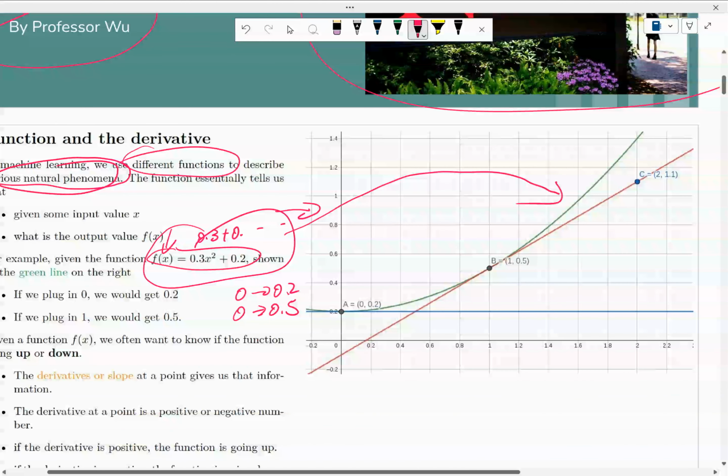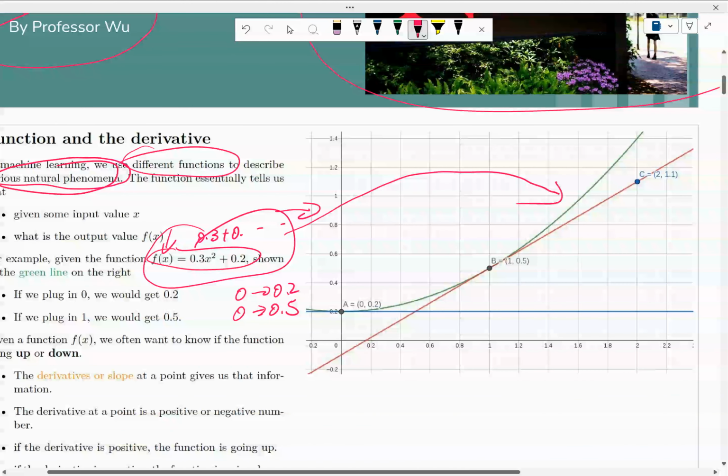Now, this is important for various reasons. For example, if you are modeling the stock market and you get the sign wrong, whether it's positive or negative, you're going to buy at the wrong time. You want to buy when it's going up, not when it's going down. So the derivative tells you the going up and down.